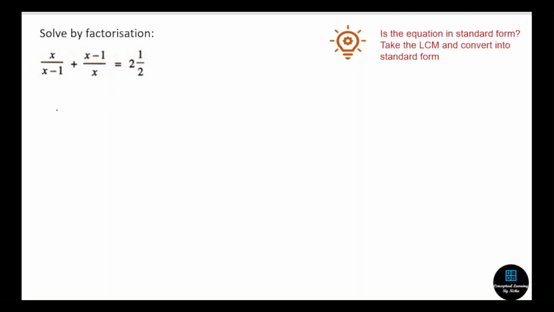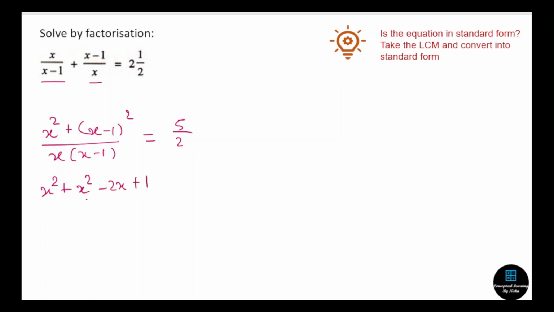Take the LCM. Okay, so the denominators on the left side are x minus 1 and x. So the LCM is what? x into x minus 1. Now we have to multiply the first term by x square and the second term by x minus 1 square. And here I convert the mixed fraction form into improper. Alright, now we'll simplify this. So what do we get? x square plus x square minus 2x plus 1 into x minus 1 upon 5 upon 2.